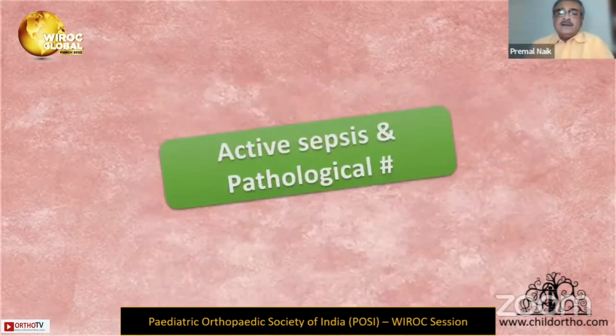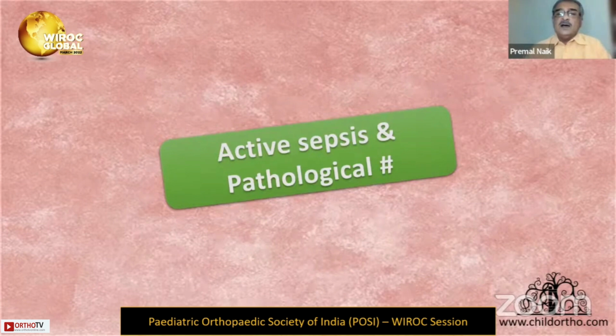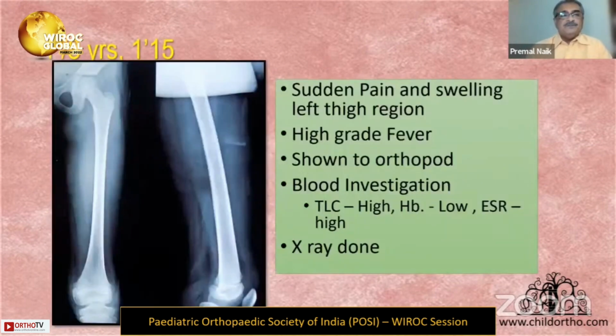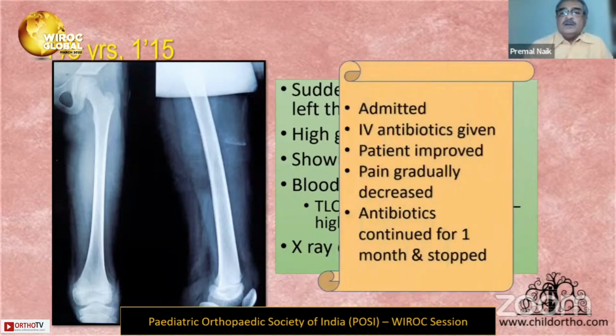Now let's look at an example in which active sepsis is there, a pathological fracture develops, and the surgeon tries to subdue the biological things and override them with his wheel of fixation. This 8-year-old female in 2015 presented with sudden pain and swelling in the left thigh. She had a high-grade fever. She went to an orthopod. Investigations were done. X-ray was done. No MRI was done. She was admitted. IV antibiotics were given.